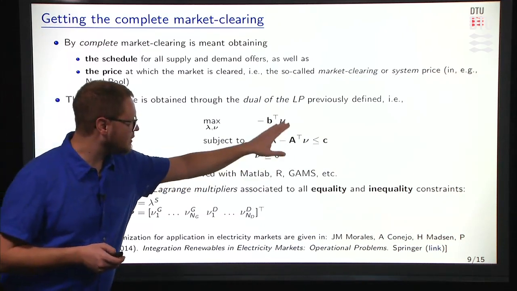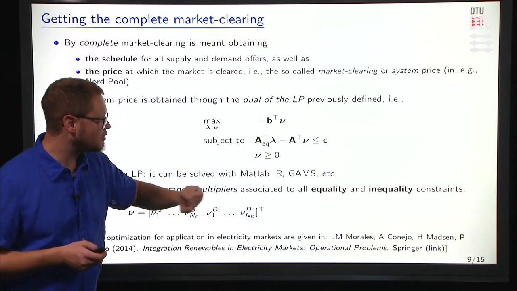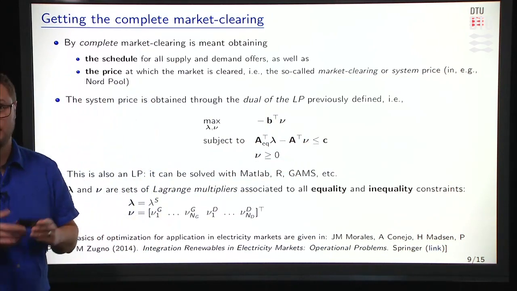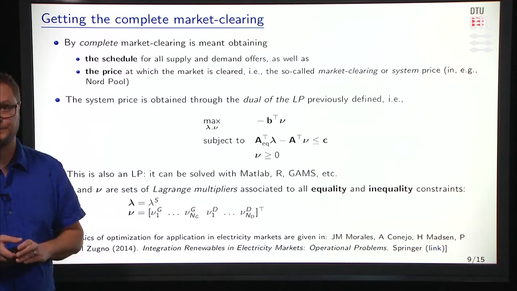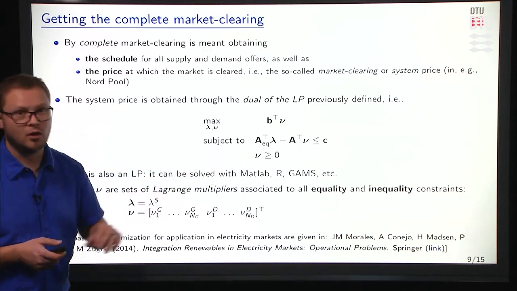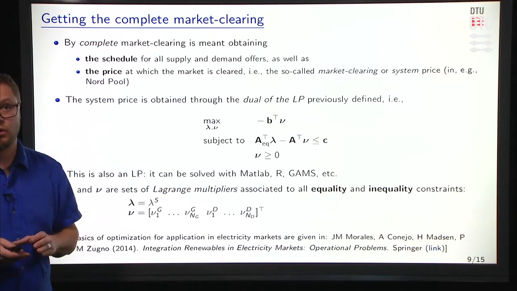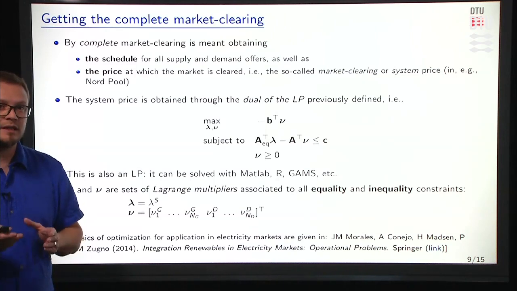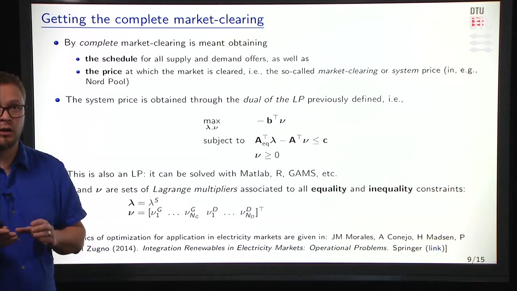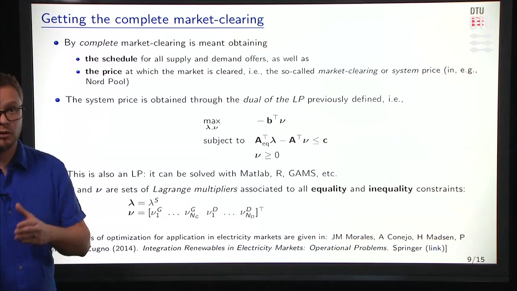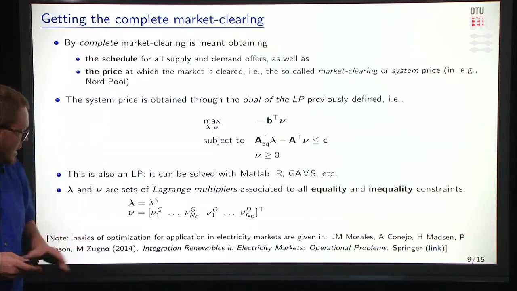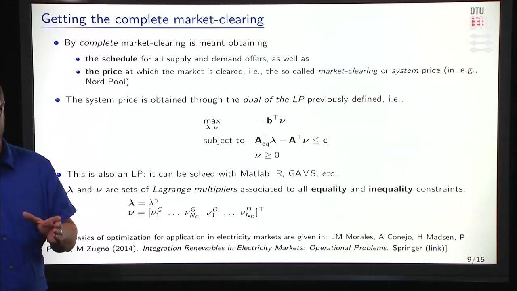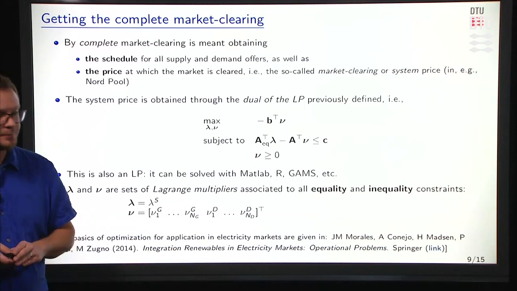We can reformulate a program here where you see some new terms appearing, lambda and nu, which are dual variables, and these are the variables we're interested in here. Note that this is also a linear program, so we can eventually also solve it with MATLAB, R, and GAMS. If you want to see how to obtain the dual of a linear program from the original, which we call primal linear program, I would invite you to look at some basics of optimization, and another link I will give you at the next slide.